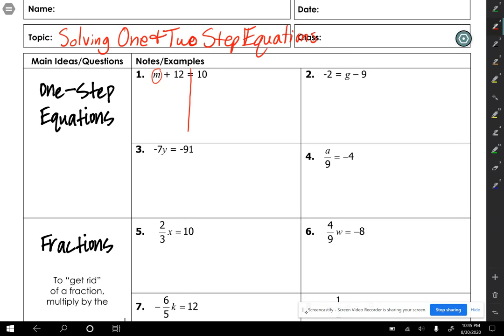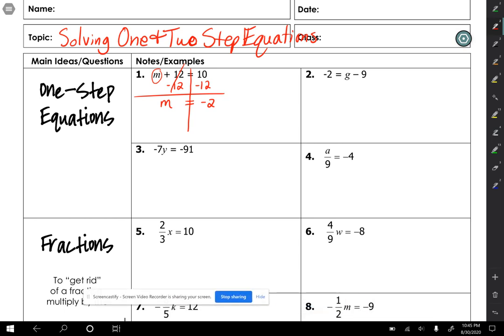so I'm going to need this positive 12 to go away. Well, the opposite of plus 12 is minus 12. So what I do to the left side of the equation, I have to do over here to the right. Okay? So focusing on the left side of the equation, I still have my m over here, and this positive 12 and the minus 12 are going to cancel each other out. Okay, so the only thing I have left is m. And then over here on the right side, I have 10 minus 12. Well, 10 minus 12 is negative 2. So my final answer is m equals negative 2. And I know that it's my final answer because m is by itself.